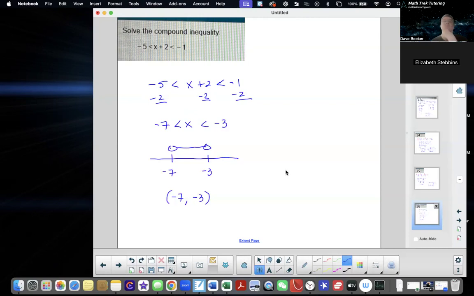What if after the -5 that inequality was less than or equal to? Would the -7 be filled in? Yes. Okay, and then I see the other one's not, and then this would be a bracket. Got it. Okay.